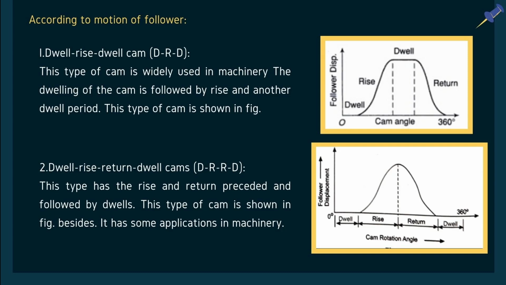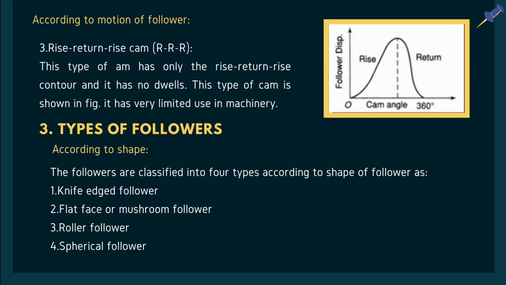Now the last type is RRR cam. In this type it has only the rise, return, rise contour and there is no dwell. See the diagram. The displacement of the follower, it rises and then returns. There is no dwell position. This type has very limited use in machinery.